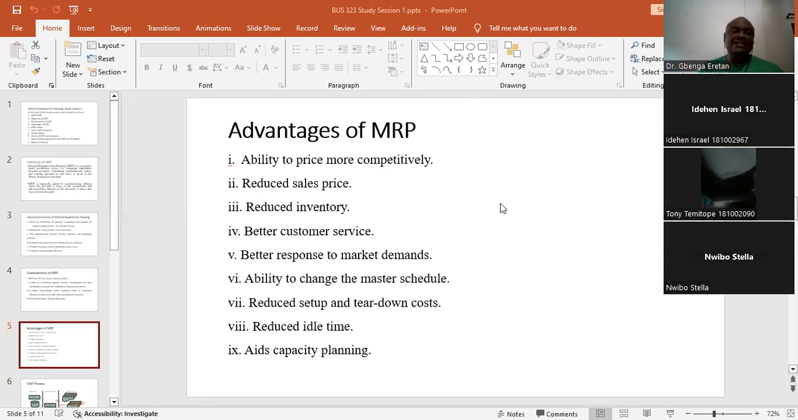Reduce sales prices. It is possible that since you have adopted an effective planning system, you could, on your own, instead of saying, oh, a markup of 20%, manually input the prices that will give you competitive advantage over other firms in the industry. You can reduce price because you are able to plan your product very well.